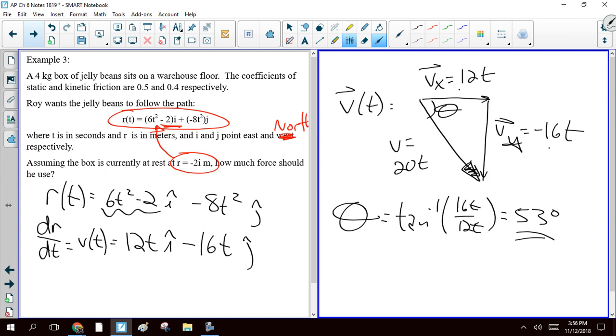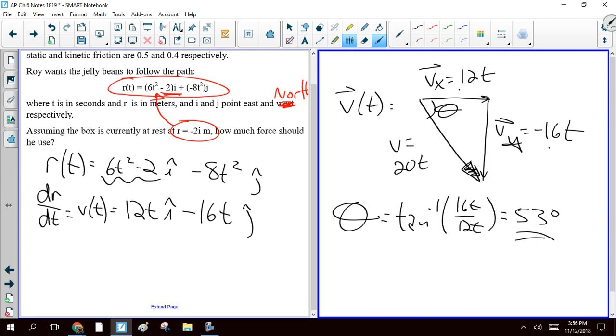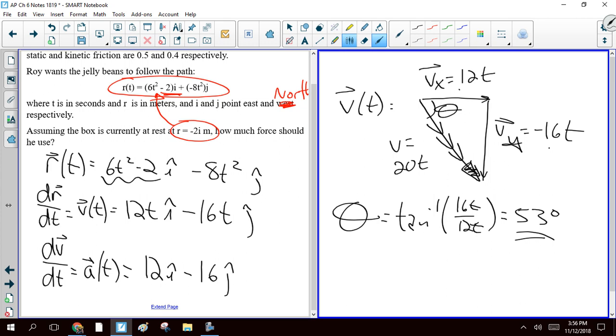All right. Now the question though isn't about velocity. The question is about force, and the force is going to be dependent on acceleration, or I guess technically the other way around, right? So let's take another derivative. The derivative of velocity with respect to time. I guess I should be putting vector hats on all of these. So that's going to give me my acceleration as a function of time. So take the derivative. Derivative of 12t is 12, minus 16. So my acceleration is in the same direction as my velocity, right? In other words, it's just going to go this way faster and faster and faster, okay?